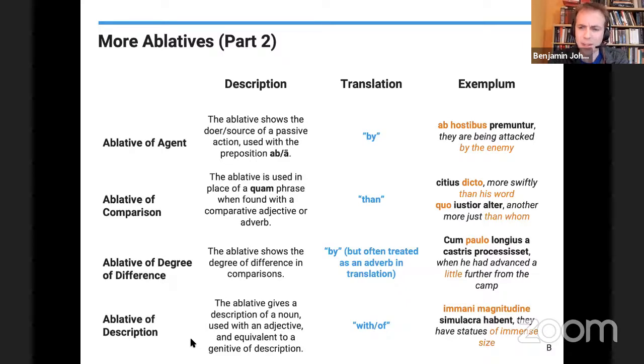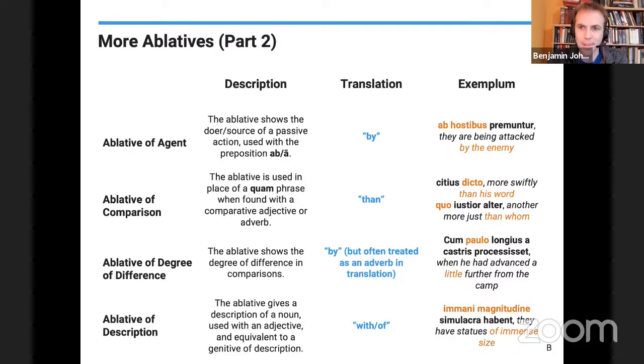The ablative of degree of difference is not something that you see very often, but it does show up, especially in Caesar, and it shows the degree of difference in comparisons. And so it's often treated as an adverb in translation if you want, but it is technically an ablative, and you can use the translation of by, like in this example, "cum paulo longius a castris processisset," when he advanced a little further from the camp, or when he advanced further by a little bit from the camp.